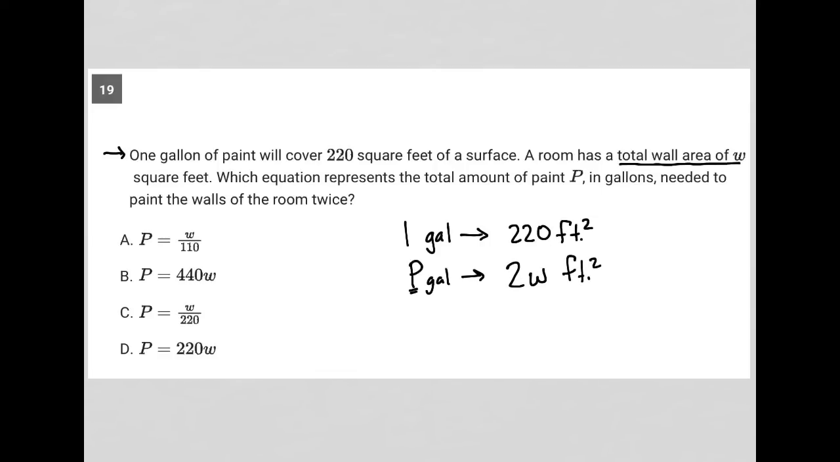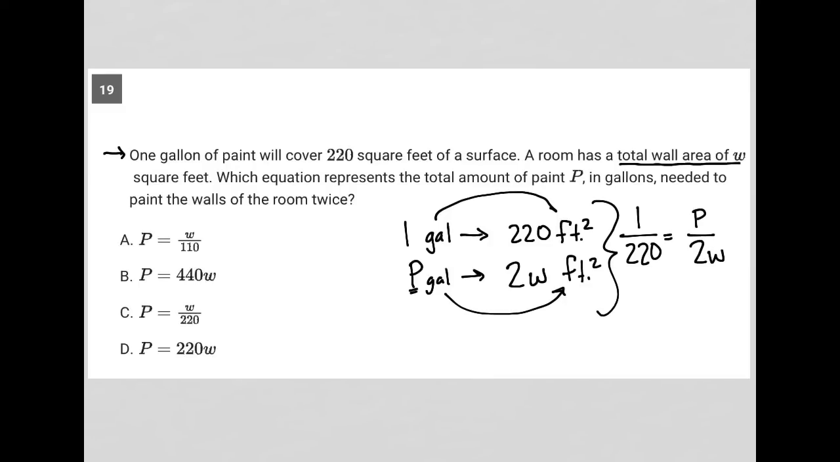So usually whenever you're comparing different units, right, gallon to square feet, we're going to set up a proportion. So the proportion for us in this case would be 1 to 220, right? And one way to say it is 1 is to 220 as P is to 2W. Right? The gallons of paint required to cover 220 square feet of a surface is the same as, or equivalent to, in terms of relationship, the total amount of paint in gallons to paint the walls of the room twice.